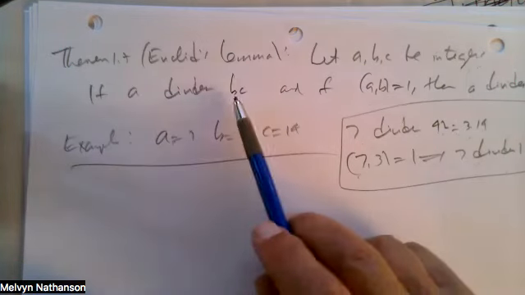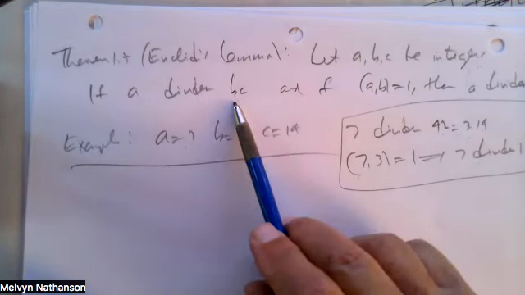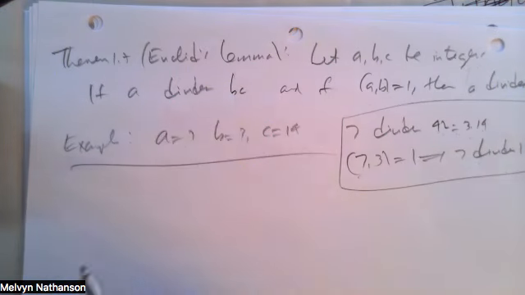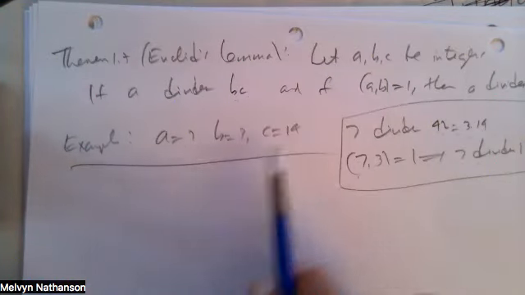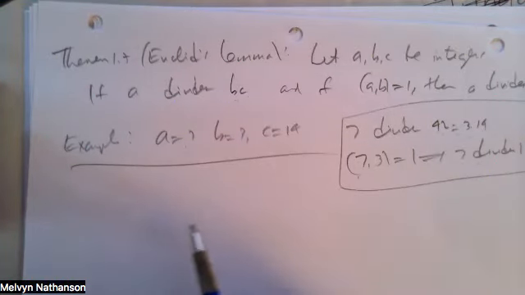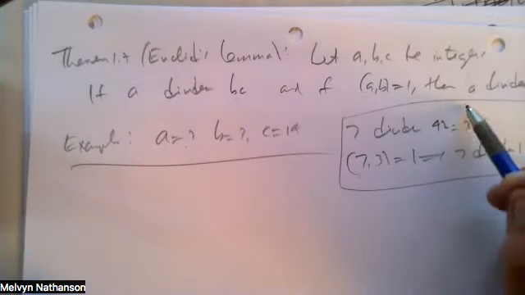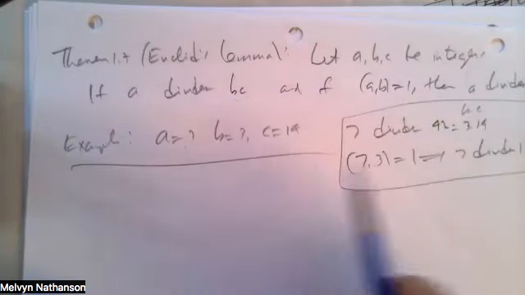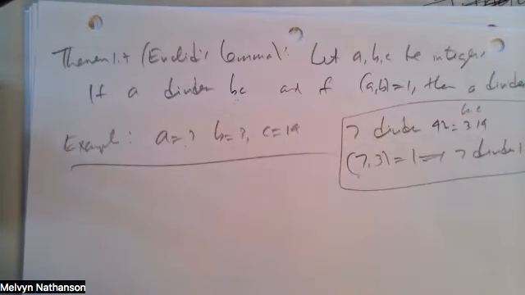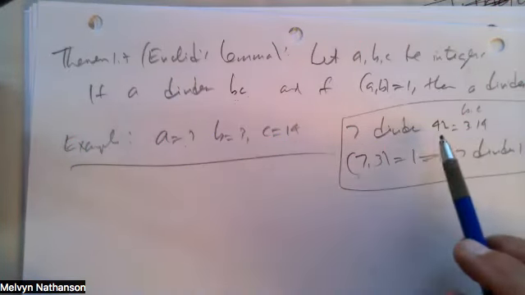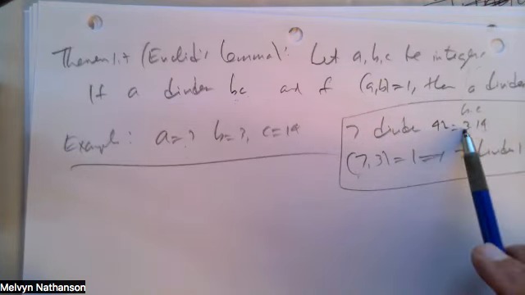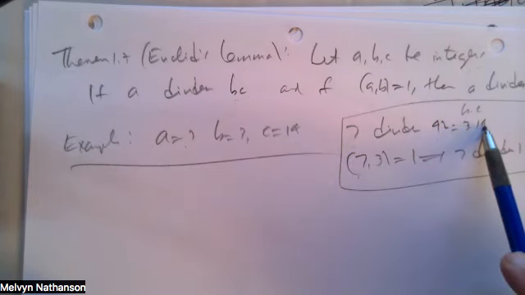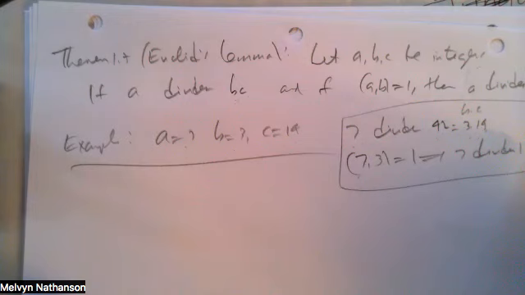So it says if A divides a product of two integers, but is relatively prime to one of them, then it must completely divide the other. Where did you get 42? 3 times 14 is 42. This is B times C. So 7 divides 42, which I can write as 3 times 14. 7 is relatively prime to 3, therefore 7 must divide 14, and of course it does. 7 times 2 is 14.